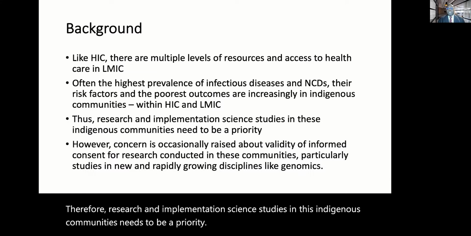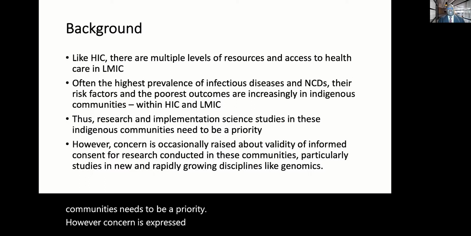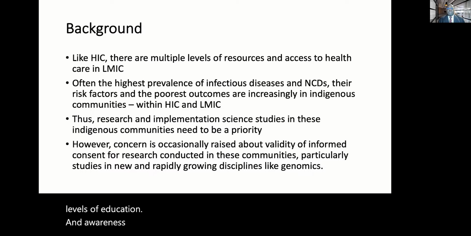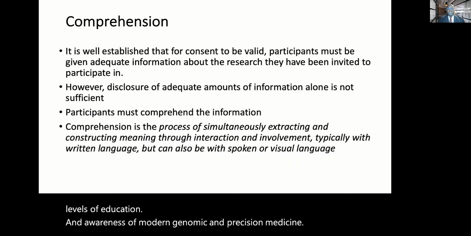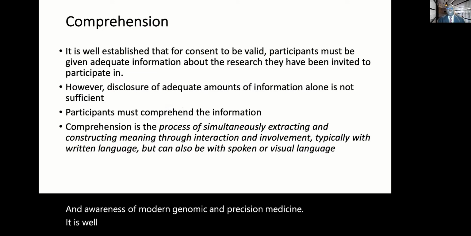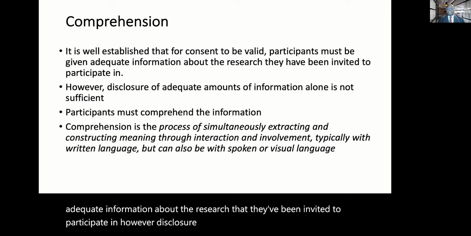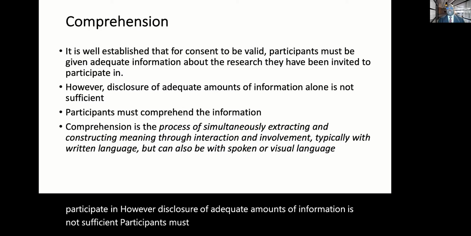However, concern is expressed about the validity of informed consent for research when research is conducted in indigenous communities because of low levels of education and awareness of modern genomic and precision medicine. It is well established that for consent to be valid, participants must be given adequate information about the research that they've been invited to participate in. However, disclosure of adequate amounts of information is not sufficient. Participants must comprehend the information that has been provided to them.